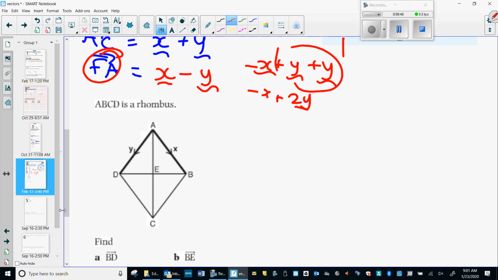Right. As I said, often they'll just throw little words in there, and if you've got no clue what a rhombus is, then you're in trouble. Okay? What's special about a rhombus? They are parallel sides, but what's also special? They're all the same length.